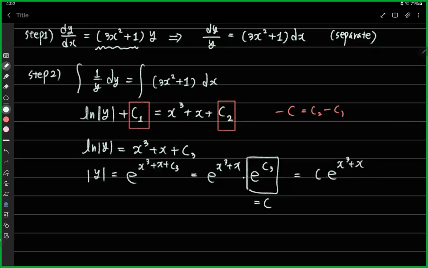But you know what? How can you take out the absolute value? That's right, because the exponential function is positive for any value of the exponent. So this is always positive. I know C may be negative, but anyway, this will be determined by C. And actually, look at the C. C is e to something, so it must be positive. Positive times positive is positive. This is greater than 0. So we don't need to put the absolute value. So y is equal to C times e to the x cubed plus x.